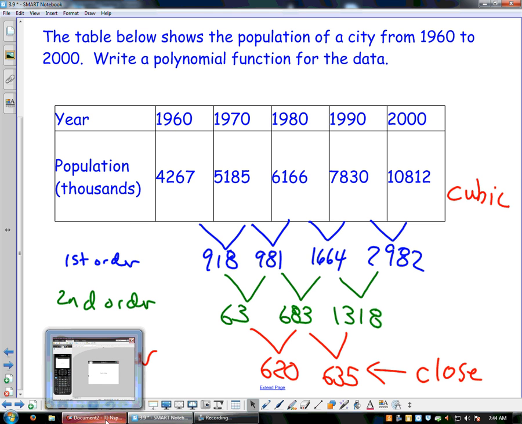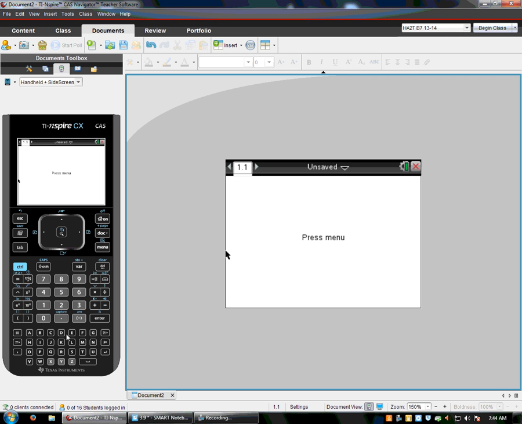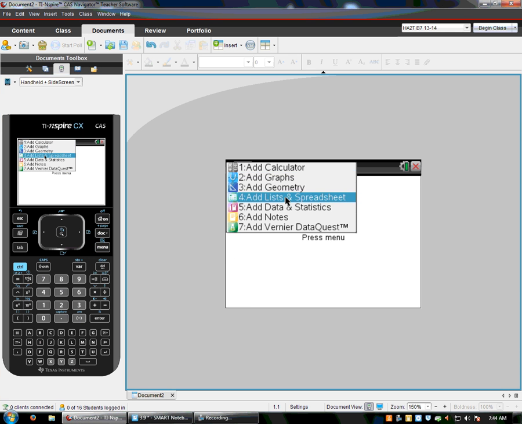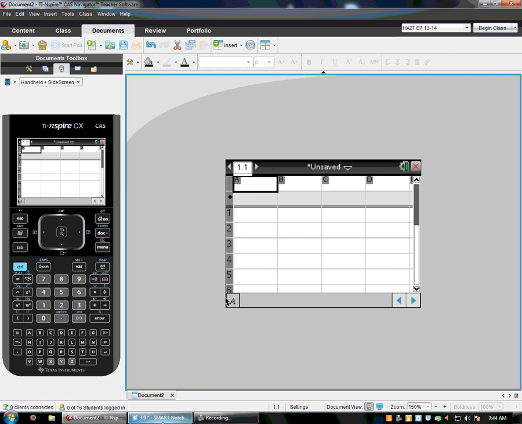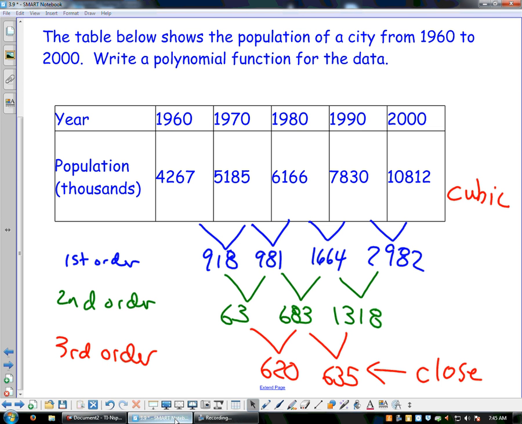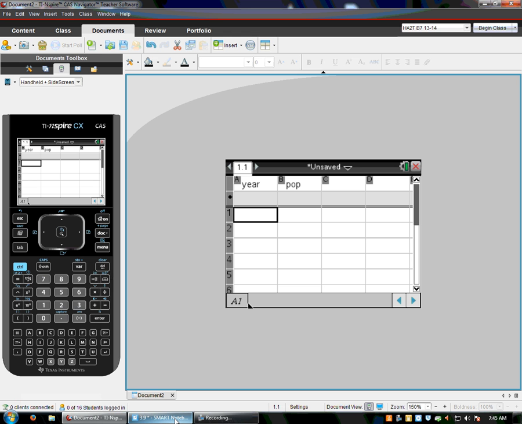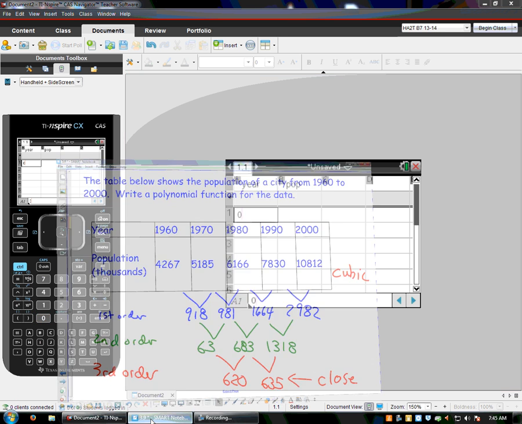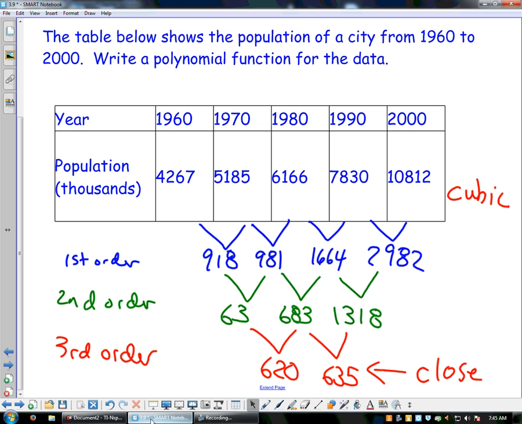So if we go to our graphing calculator and we go to a lists and spreadsheet page, we are putting in year and population. So I'm going to type in year, and I want you to do this on your calculator also. I'm going to ask you to show me this with your notes. So we're going to get year, population. For 1960, let's just call that year 0. So we'll make all the years from 1960. So it's going to be 0, 10, 20, 30, and 40.